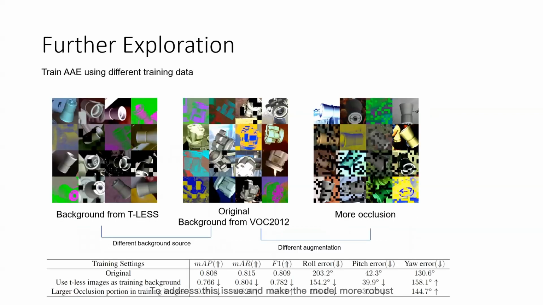To address this issue and make the model more robust, we had some trials, such as using different background sources to increase the variation in the training set, or adding some occlusion to the training data. However, our attempts didn't lead to significant improvements. In fact, some metrics even decreased.